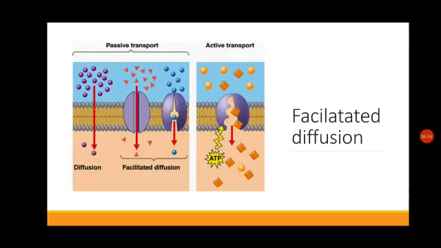Here you can see the facilitated diffusion. In passive transport and simple diffusion, it is without protein, and molecules can move from higher to lower. But in facilitated diffusion you can see the proteins, shown here in purple color, and they can carry the molecules from one area to another.